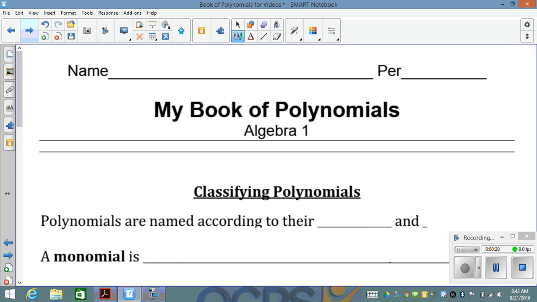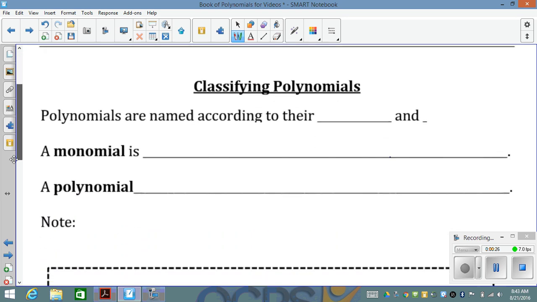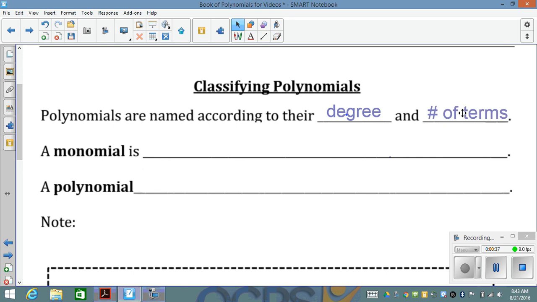So let's start. Obviously, we need to start by putting our name on our booklet, so make sure that you do that. And let's start with a couple of definitions. So first of all, like I said, polynomials are named according to their degree and their number of terms.